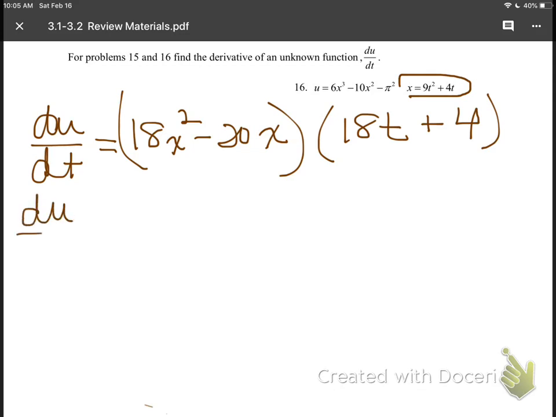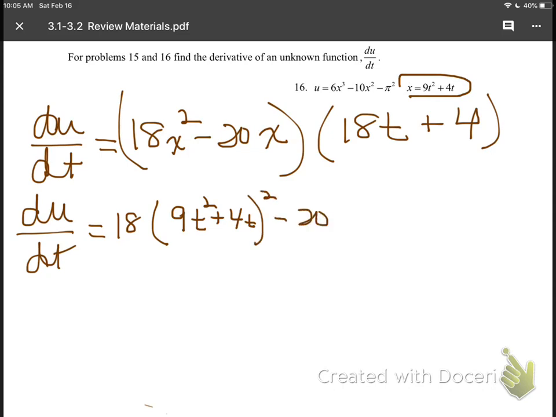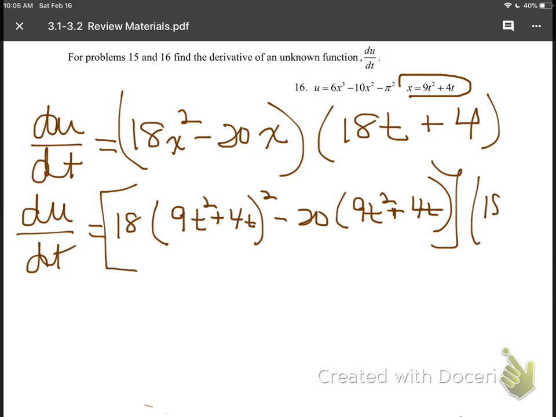So let's start switching out. Du dt equals 18 times 9t squared plus 4t all squared minus 20 times 9t squared plus 4t, and all of this I'm going to put in a bracket because the whole quantity that's in that bracket is being multiplied by 18t plus 4. So let's see what we can do.